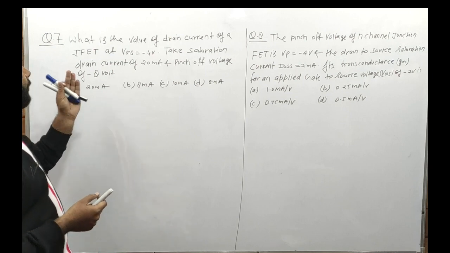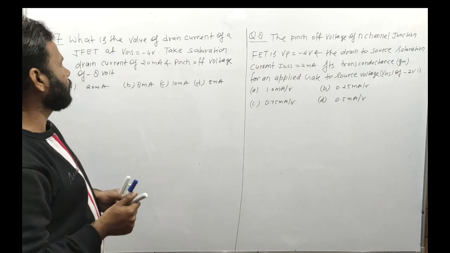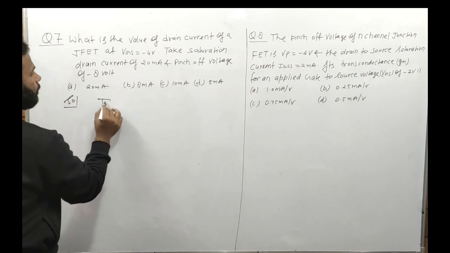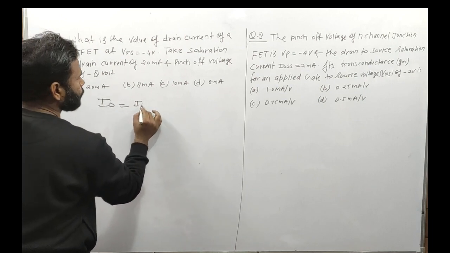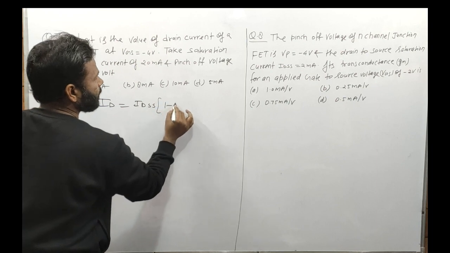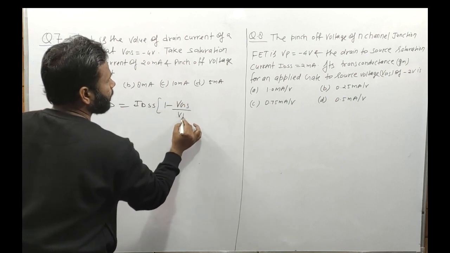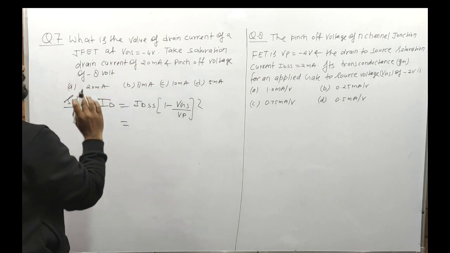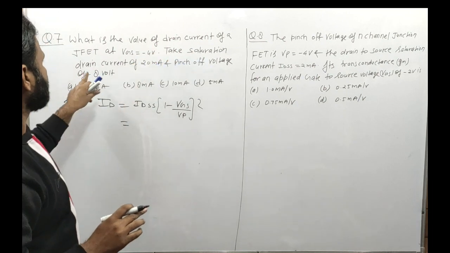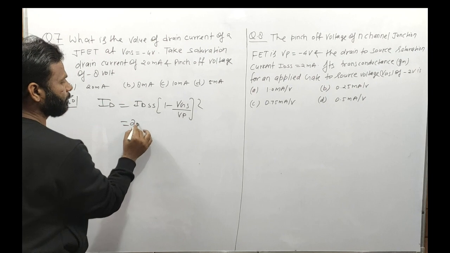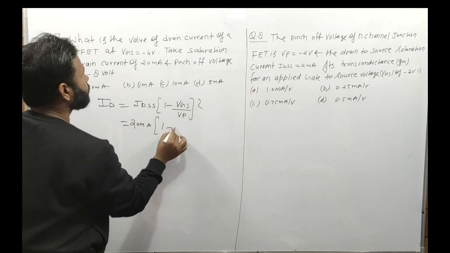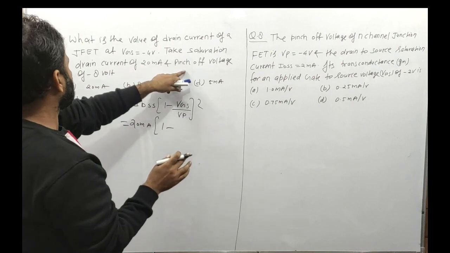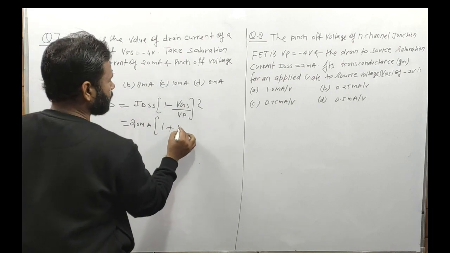Take saturation drain current of 20 milliampere and pinch-off voltage of minus 8 volt. So let's see the solution. According to the Shockley equation, ID equals IDSS times (1 minus VGS upon VP) whole square. So IDSS is how much? IDSS is the saturation current of 20 milliampere. 1 minus VGS is how much? VGS, the pinch-off voltage is this, and VGS is minus 4, so it is plus 4.